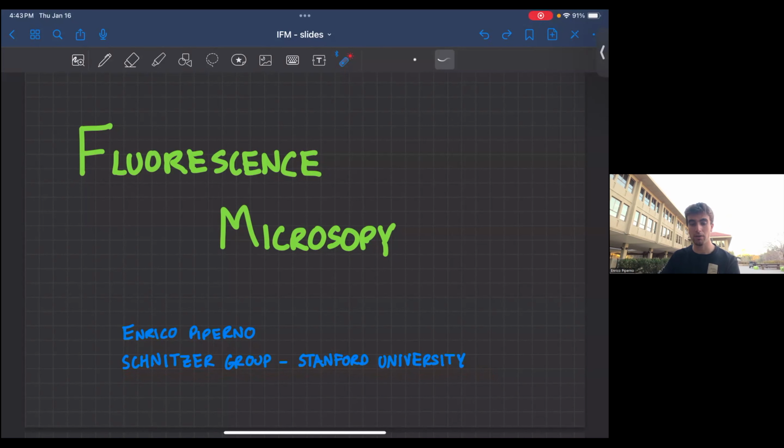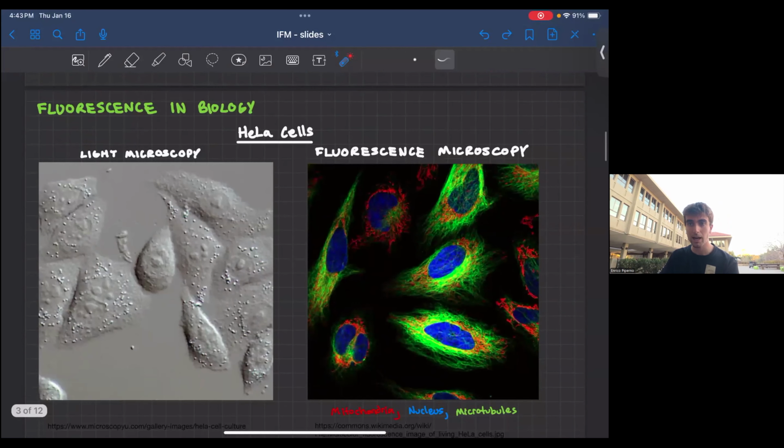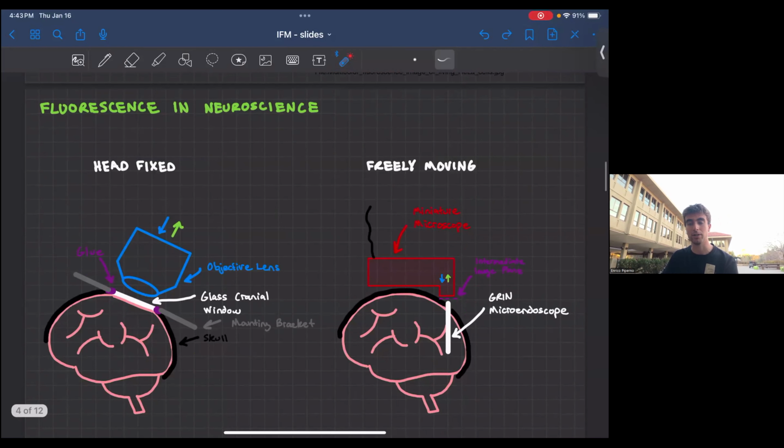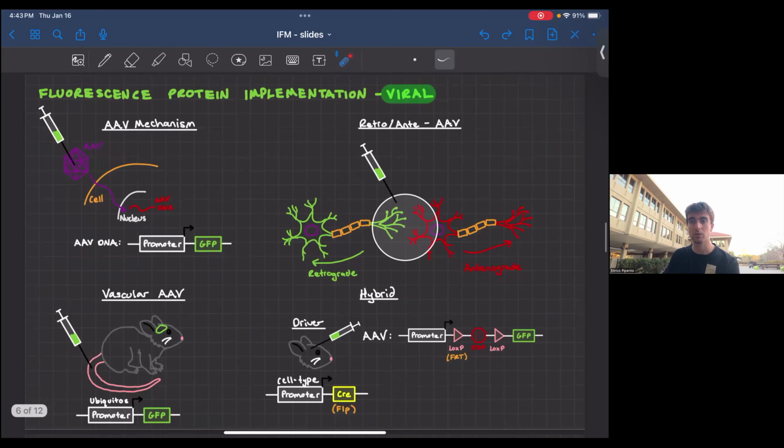In this first part of the series, we will be discussing fluorescence fundamentals, the physical principles behind the method, how fluorescence is used in biology, and implemented in neuroscience. And then we'll be looking at some of the details about how the fluorescent proteins, the indicators of neural activity, are transgenically expressed in mice, as well as virally.